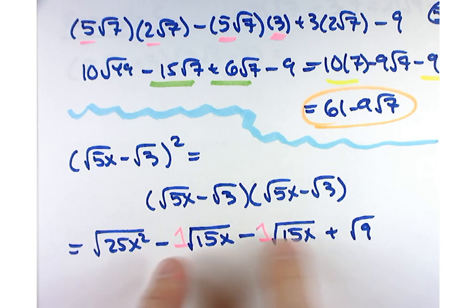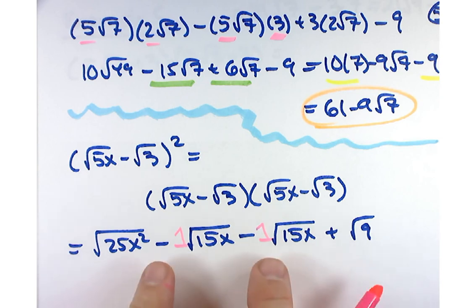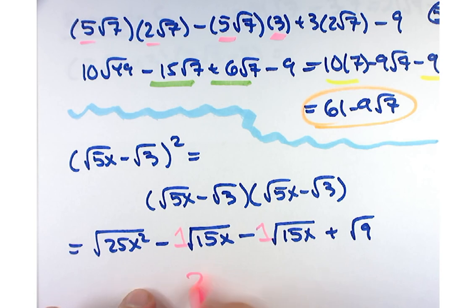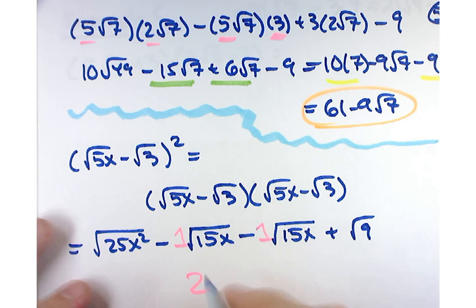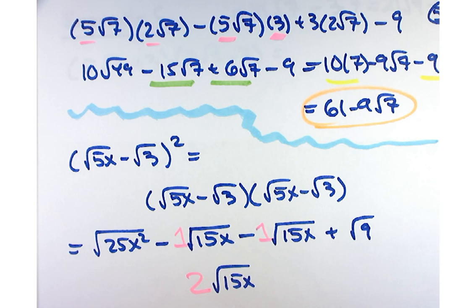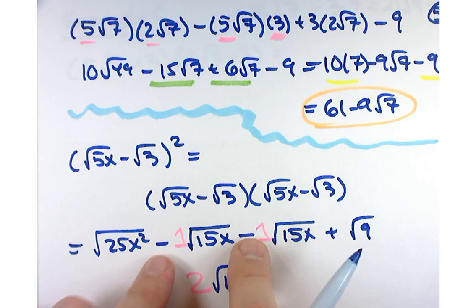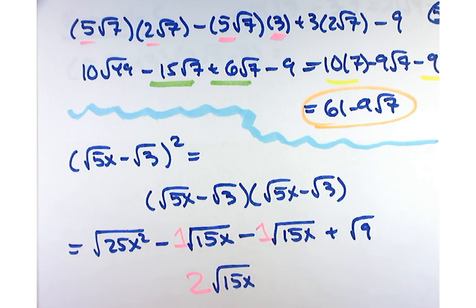Nick, any suggestion what I would get when I combine minus 1 square root of 15x and minus 1 square root of 15x again? Minus 2 square root of 15x. Nice. So just combine the coefficients here. I've got minus 1 and minus 1 gives me minus 2 square root of 15x. Perfect. That's the biggest mistake I see on all these. The other mistake is that sometimes people just change the signs and then get it wrong that way.